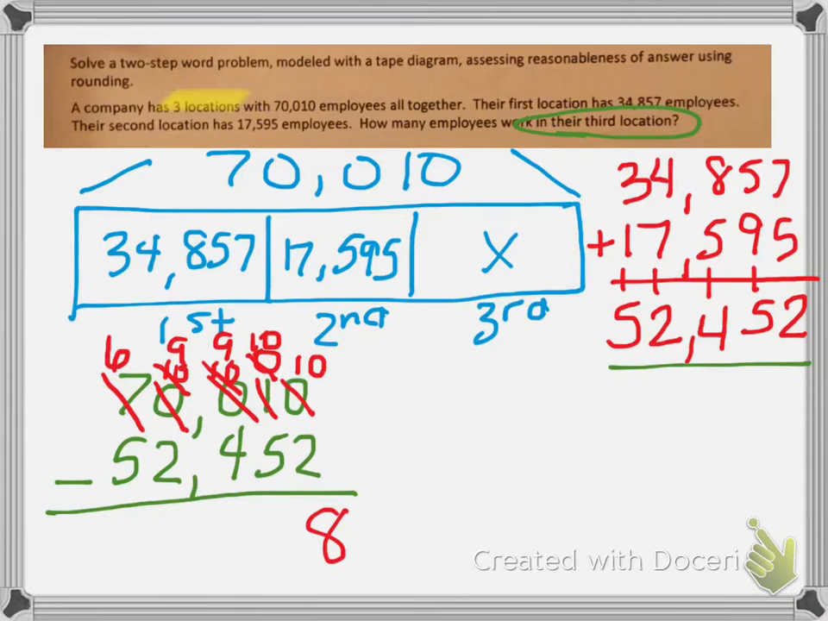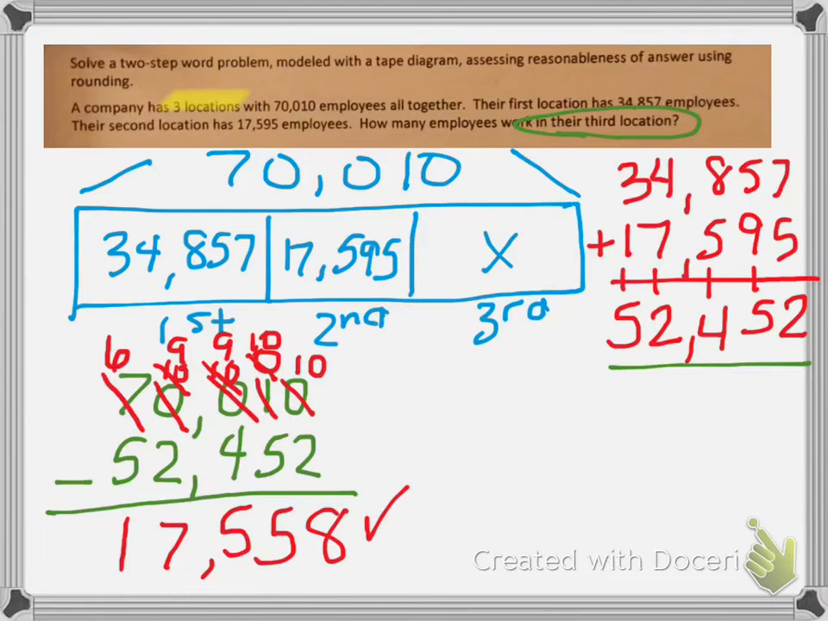All right. 10 take away 5 equals 5. 9 take away 4 equals 5. There's my comma. 9 take away 2 equals 7. 6 take away 5 equals 1. Okay, so this is my missing number. This is how many employees work in their third location.